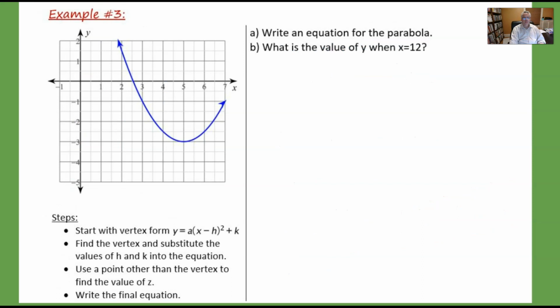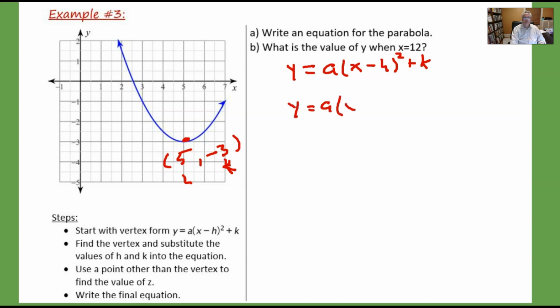All right, we have our final example here, and even now you should realize this is kind of the same thing every time. So let's start with vertex form: a times x minus h squared plus k. This is the vertex here. It's at 5, -3. So that's h and that's k. So we get y equals a times x minus 5 squared plus -3, which is the same as minus 3.